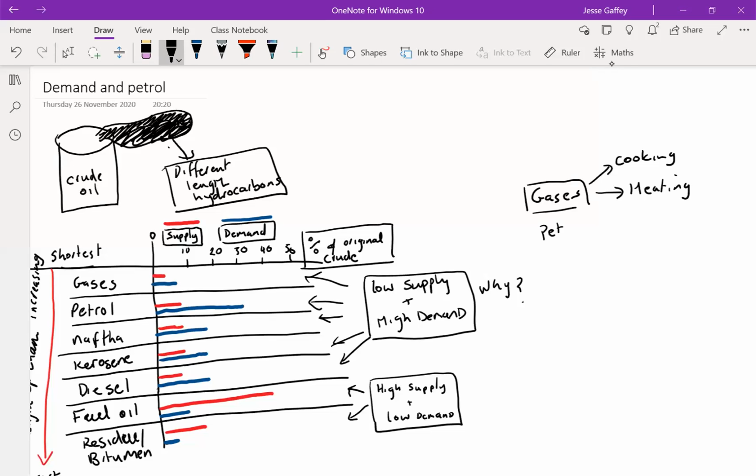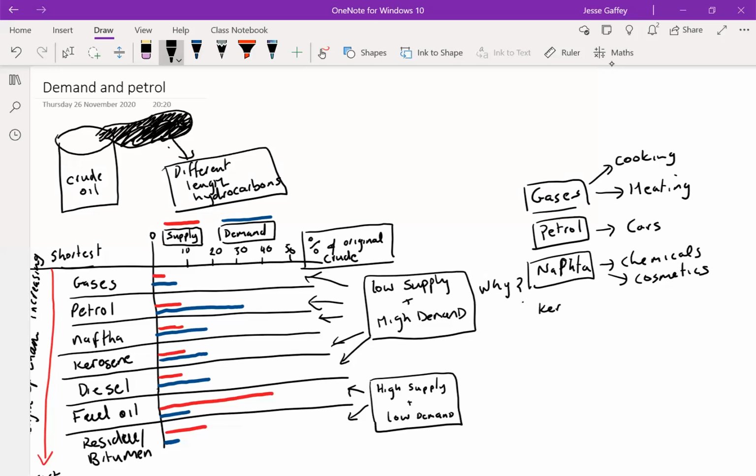Petrol mostly is used in cars. And again, we're talking about billions of people, billions of cars on the road every single day. Naphtha is a feedstock for chemicals and cosmetics. Again, these are products that people use on a daily basis. They need to be produced in very high supply.